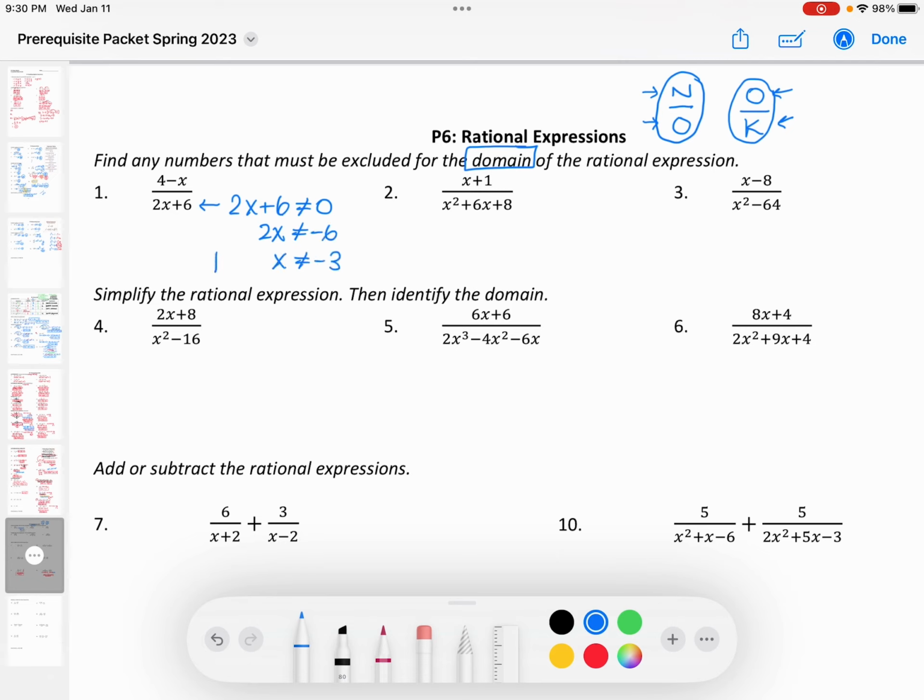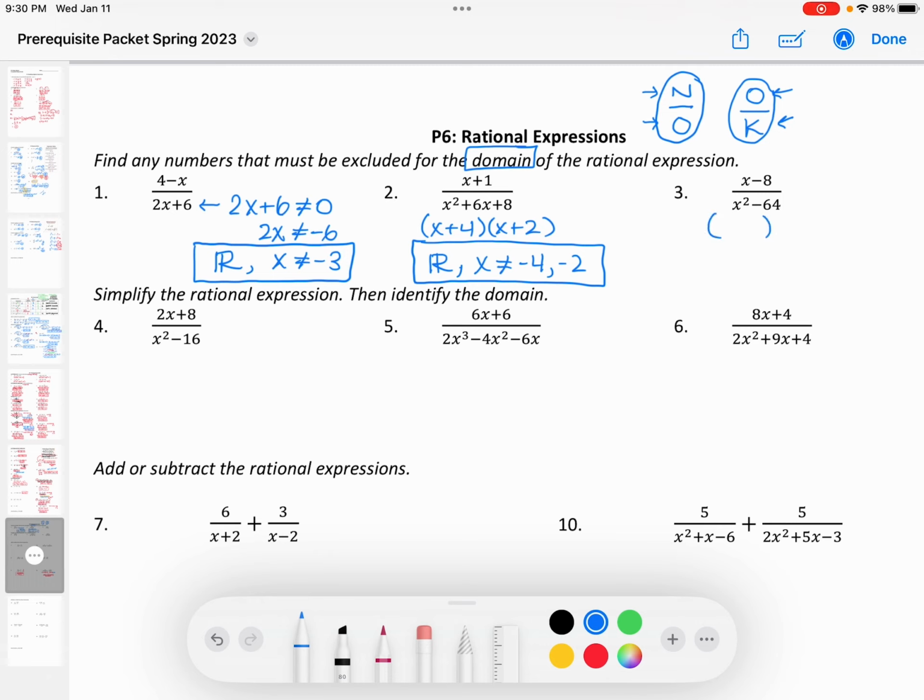So we would say that the domain is all real numbers except for -3 for that first expression. Sometimes you'll need to factor those. Factor your denominator, and then you find that the domain is all real numbers except x can't equal -4 and -2. Both of those x values would make our denominator 0, and that's not allowed.